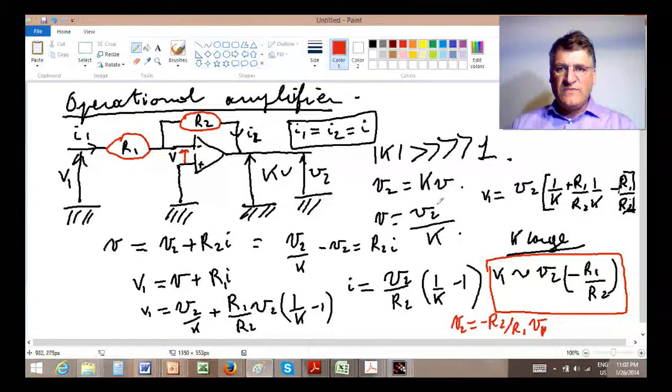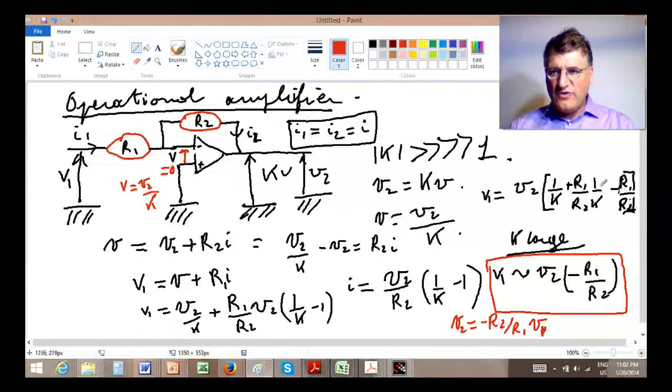Now, let's look at other elements for the operational amplifier. We have noticed that the number K here is huge. Another way of saying it is that if V2 is finite, then V here is equal to 0, because V is equal to V2 over K. And we have constantly neglected V2 over K, so we call it 0. We can use this operational amplifier to do many other things.